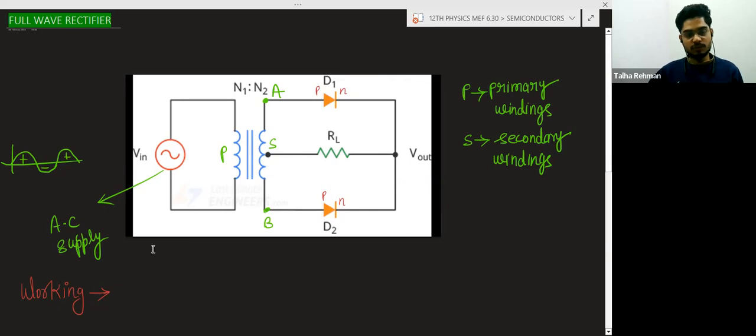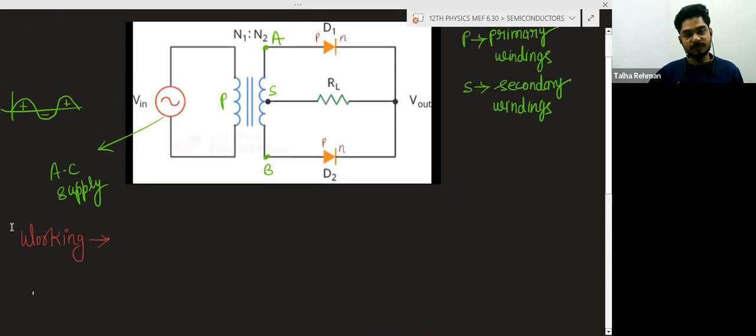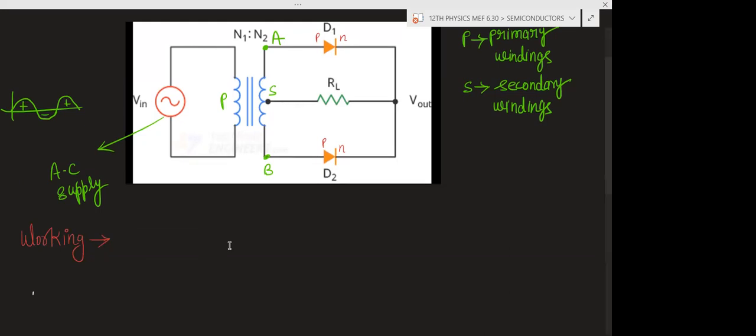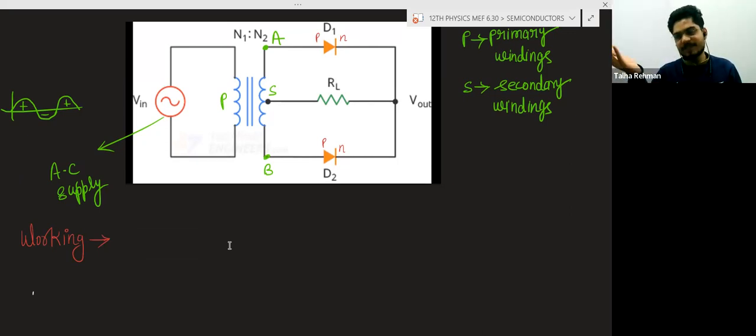So the working is there. I will only explain the working, and in your own words you should write it in the exam. So basically the working is again very simple.